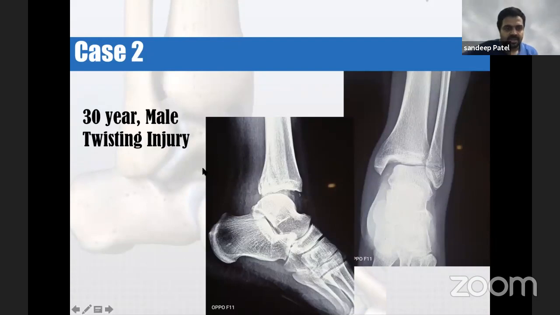A similar case: a 30-year-old male with a twisting injury. This is the lateral and AP view. We have a fibular fracture. There is a deltoid ligament injury in this case as well.